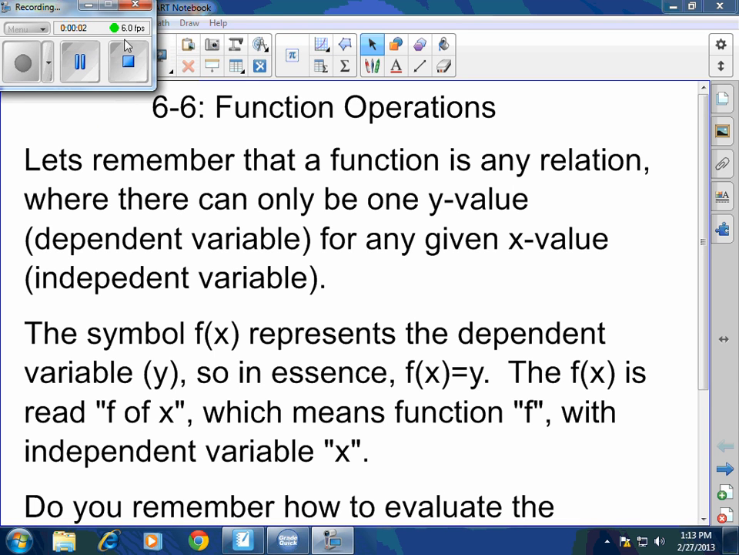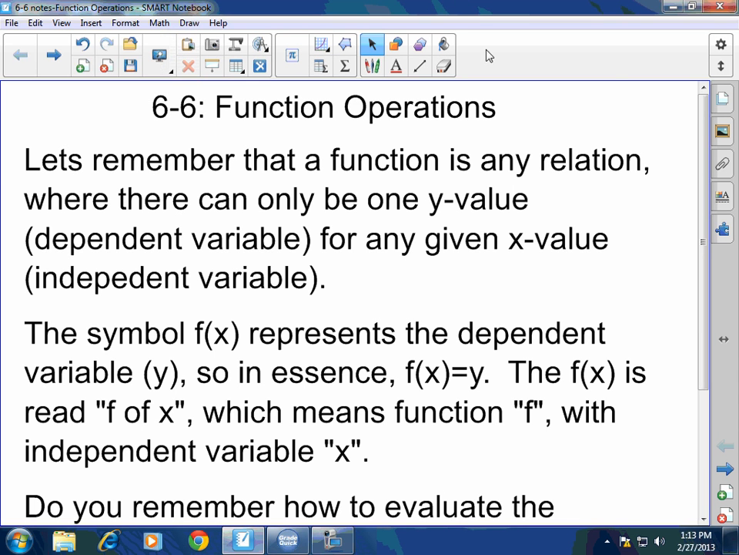Okay, how's it going, guys? Today we're going to wrap these sections up. I know we've been mixing and matching. We're going to go on to 6-6 today. We're going to finish up chapter 6 now, and we're going to talk about function operations.